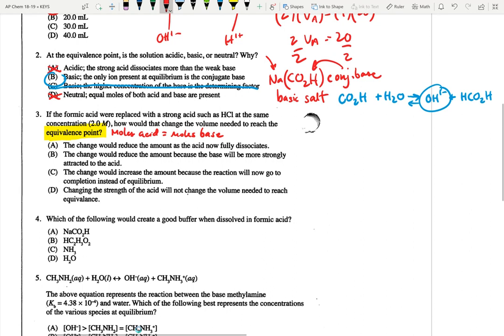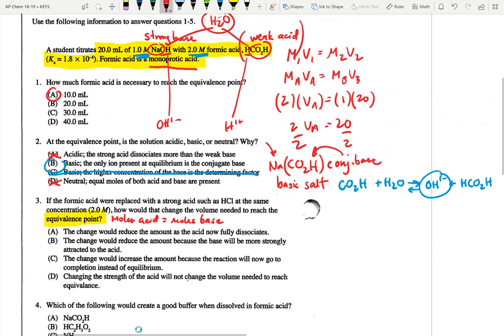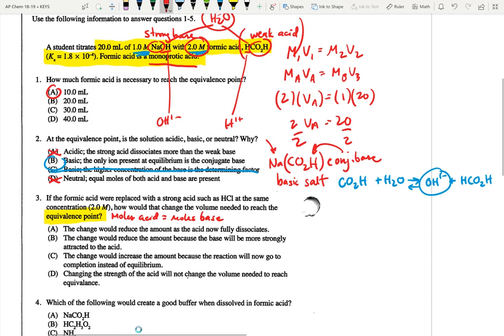So it's really asking us then, would changing the acid's identity change the moles of acid present? No. Especially because their molarities are the same. It was a 2-molar formic acid, mentioned that before, and now it's a 2-molar hydrochloric acid. If the molarities are the same, and we're using the same volume, which we have to assume we are, or I guess that's what they're asking us, how would that change the volume? Then the volume wouldn't be affected at all.